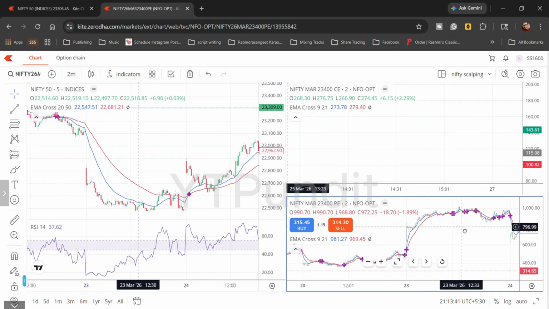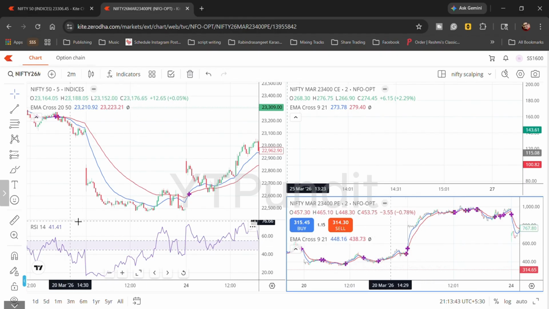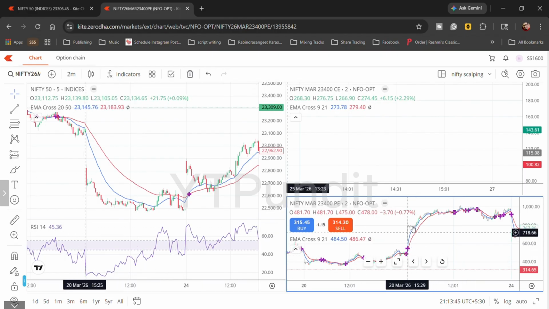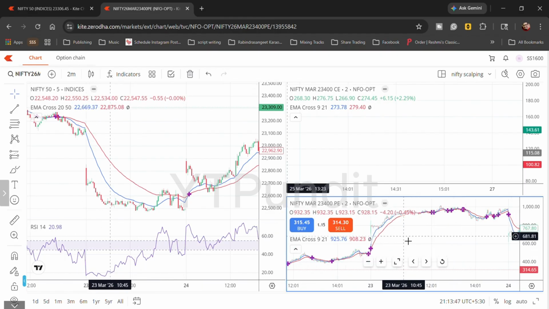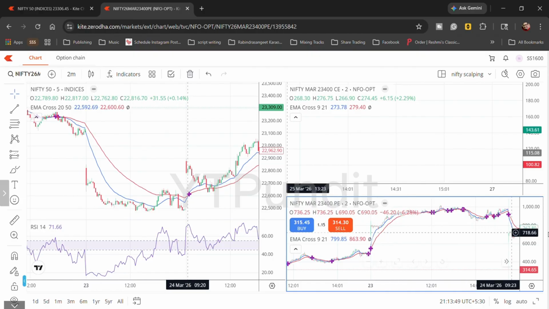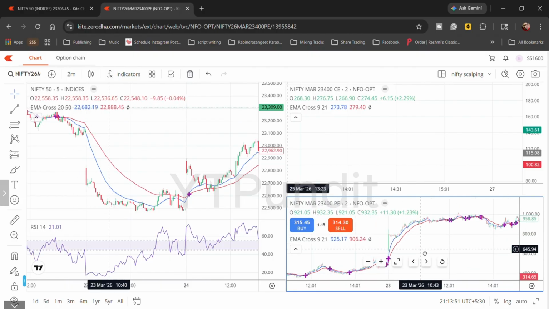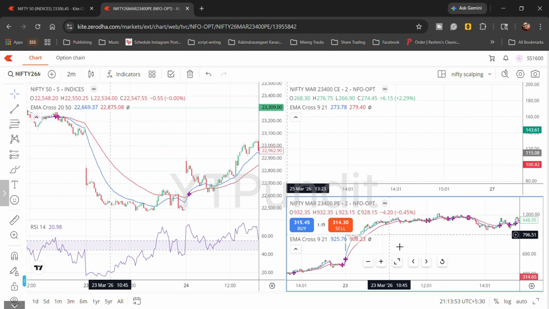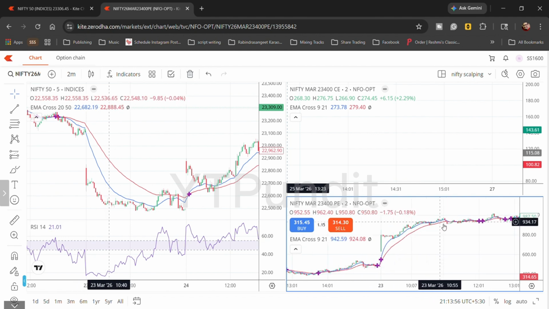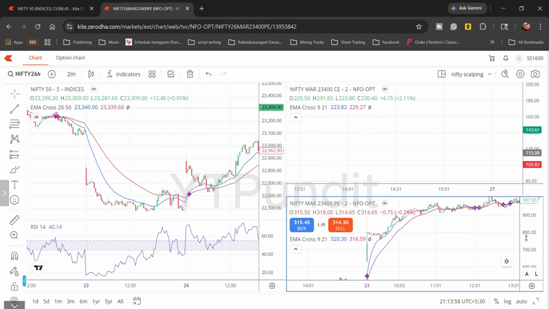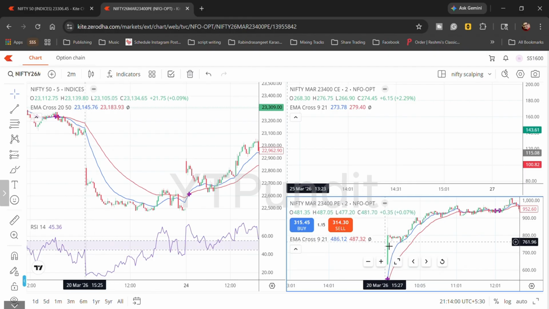On 23rd, you can see there is a complete uptrend in P. So we will take a trade here. We will wait till the bounce back happens. Here the bounce back has happened at 9:37. It is after 9:30, so we can take a trade over here.